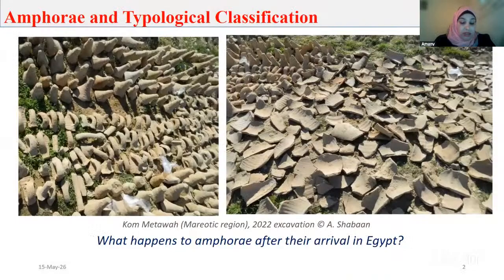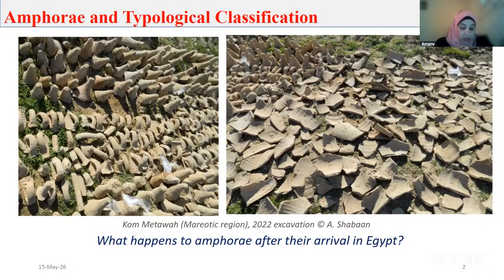Traditionally, amphora are studied as transport and storage containers. They are classified based on shape, fabric, and production centers. Archaeologists use features such as rims, bases, and body fragments to define types, which helps reconstruct production and trade networks. However, this system mainly focuses on form. So the main question is, what happens to amphora after they arrive in Egypt? Do they simply disappear, or do they continue to live in different forms?